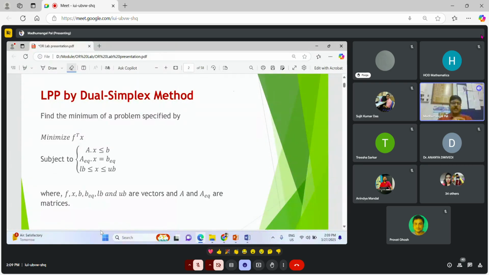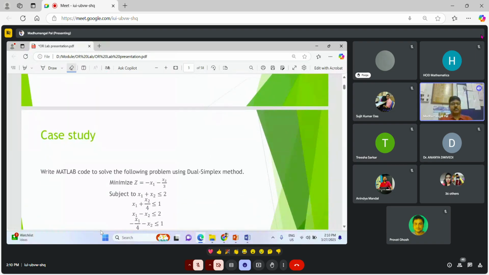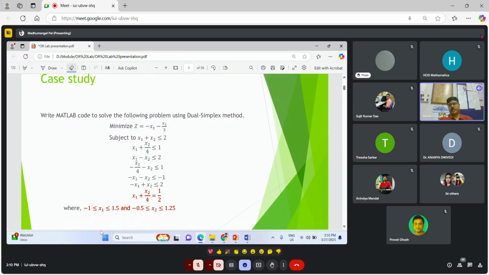In general LPP, x should be greater than or equal to 0. But in MATLAB there is an extra facility. You can define the lower bound and upper bound of the variable x. It may start from negative, it may be positive. There is no problem in MATLAB. So this is another feature of MATLAB programming, that bounds of the variables can be negative to any finite number. But in conventional LPP, the lower bound is 0 and upper bound is infinity. So this is the beauty of MATLAB. In MATLAB, the variables can be considered as bounded.